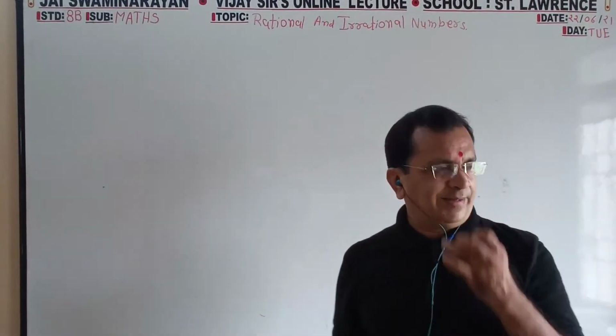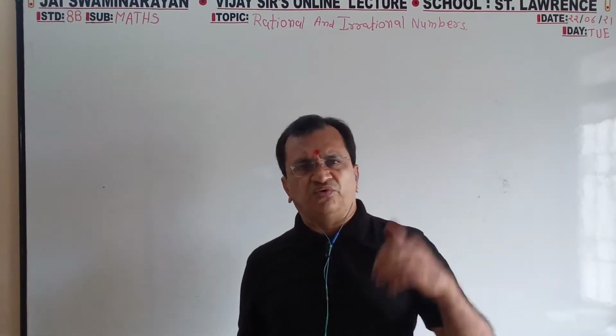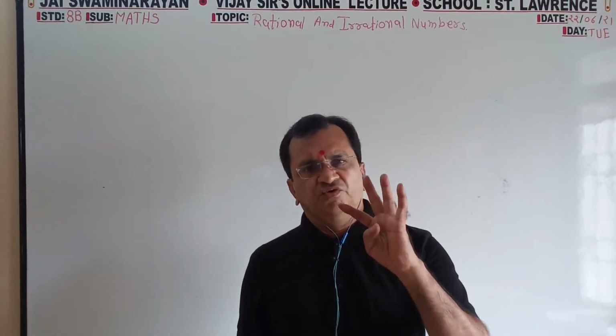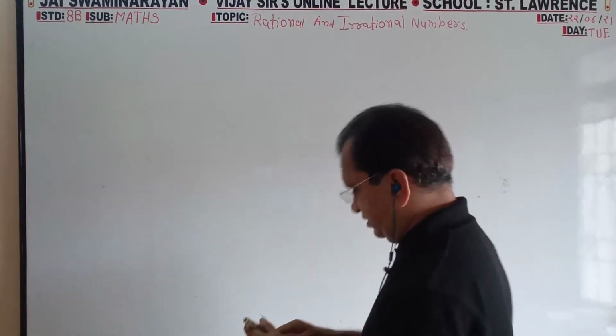Now root 2, root 3, root 5, root 7. These four diagrams are very important.